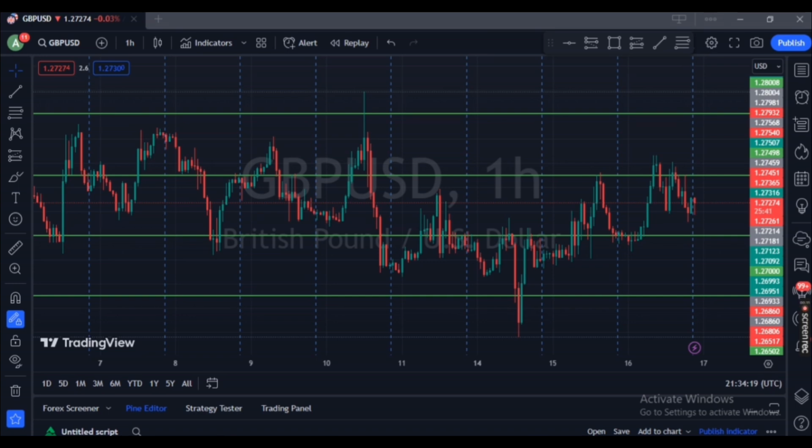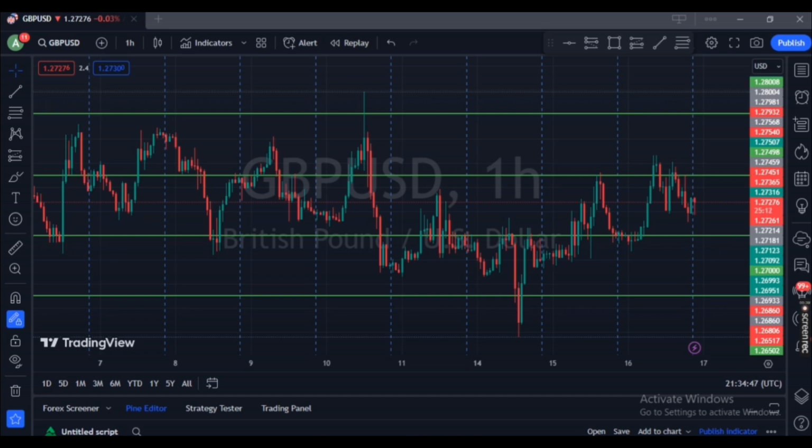Support and resistance is one of the most widely used concepts in trading. So many traders use support and resistance to trade, so many big traders and even beginners. So I want to explain to you guys support and resistance today and how to trade using the support and resistance. So guys, let's look at the basics of support and resistance.